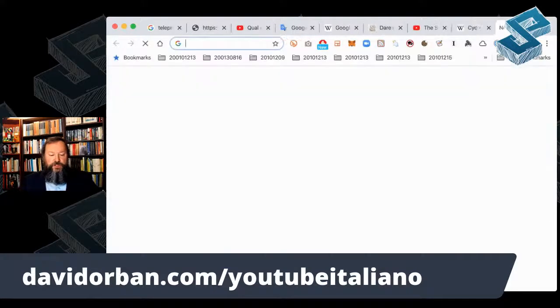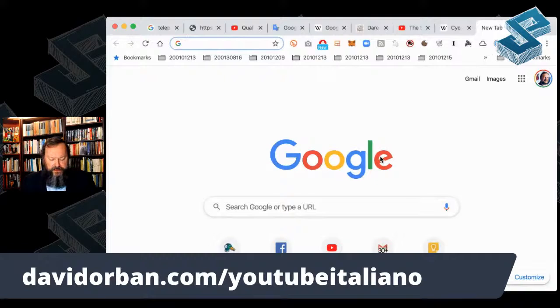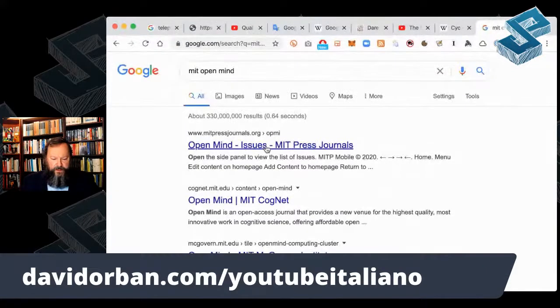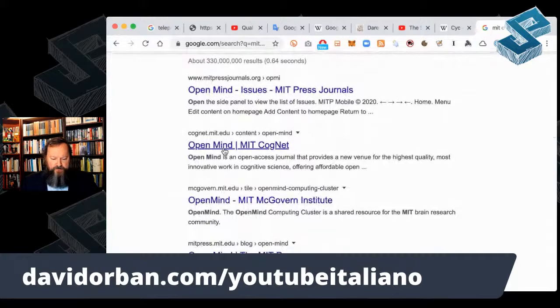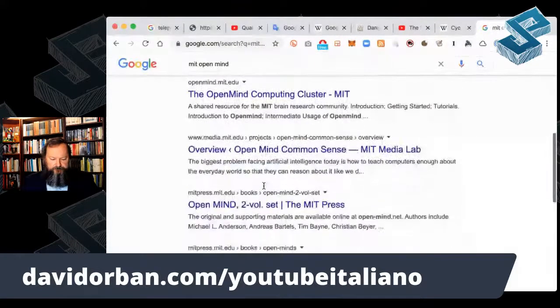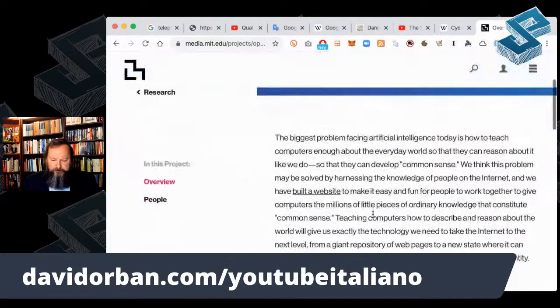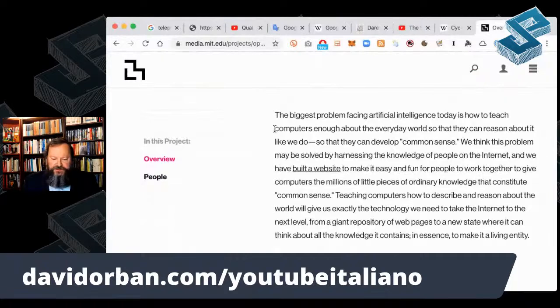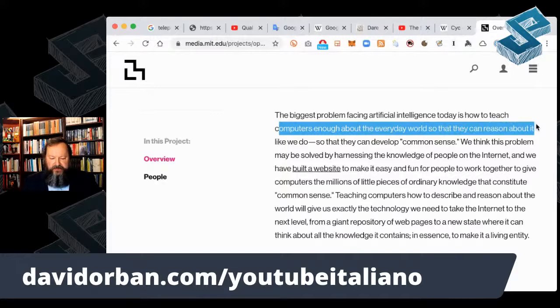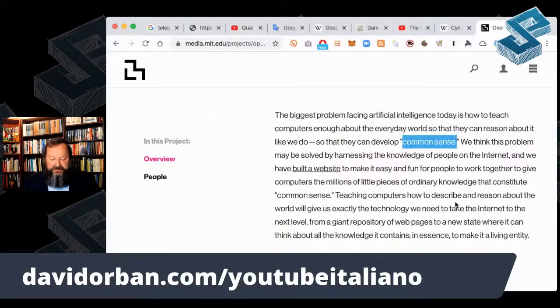There were also other very interesting projects. For example, the MIT Open Mind project. I don't remember which one. Not Open Mind Cluster, not the journal. Open Mind Common Sense. I think this is it. How to teach computers enough about the everyday world so that they can reason about it. How can they develop common sense?